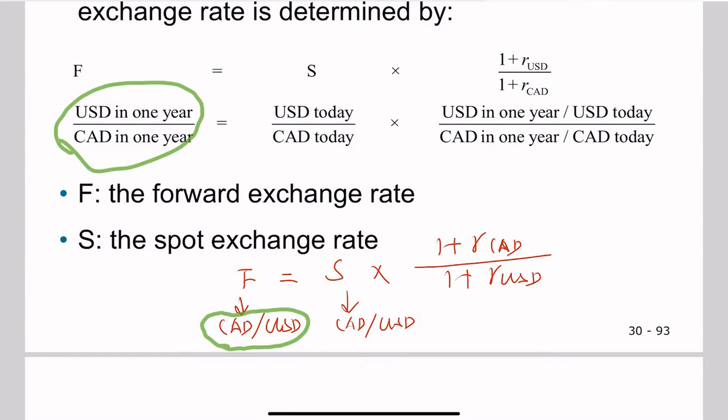So basically, if the unit is USD per 1 CAD, in this case, then the US interest rate should be in the numerator, right? But if the unit changes to CAD per 1 USD, then the interest rate in the US should be in the denominator, right? So I have to emphasize this. You have to be careful with how the exchange rate is expressed, right? It's USD per 1 CAD or it's CAD per 1 USD. And then you have to use the correct formula.